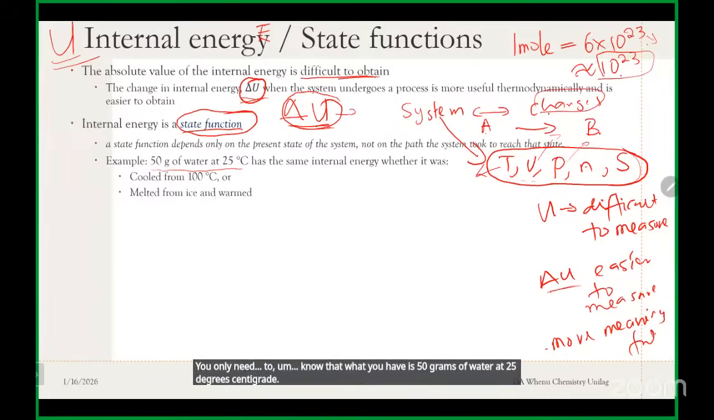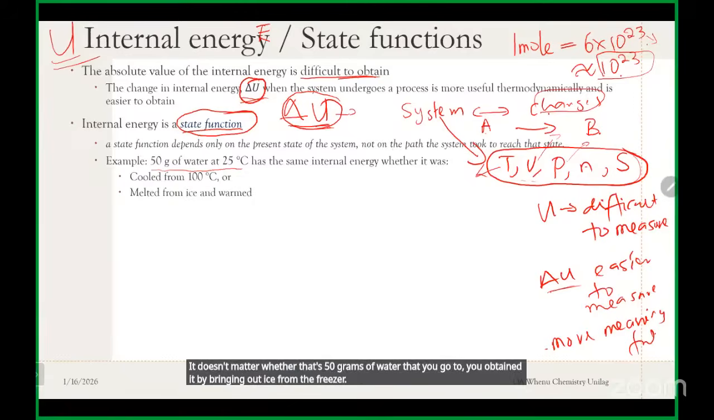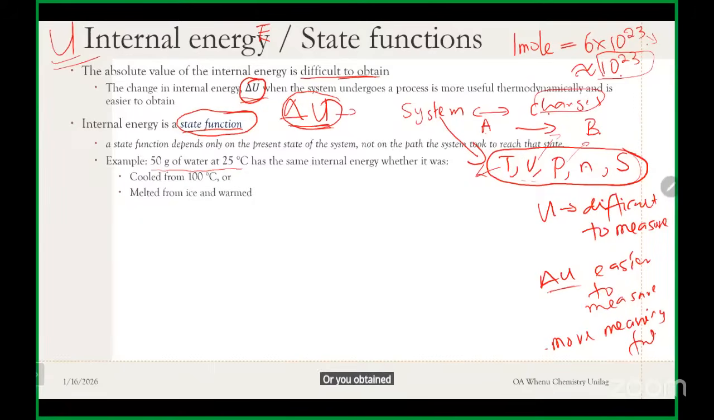It doesn't matter whether you obtained that 50 grams of water by bringing ice out from the freezer, or by cooling down water that was initially boiled. All you need to know is that it's 50 grams of water at 25 degrees centigrade. So that's what we mean by state function. It depends on the state.